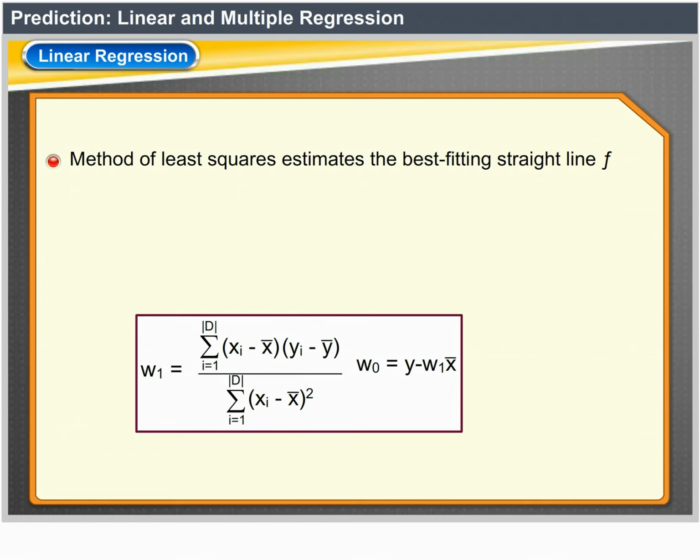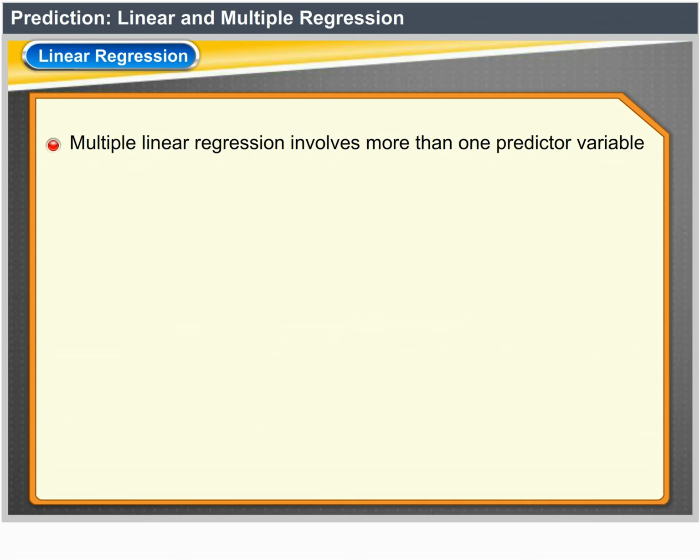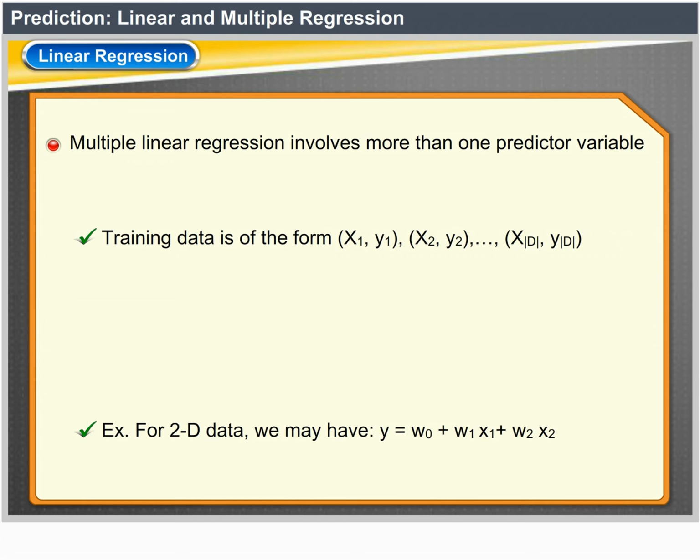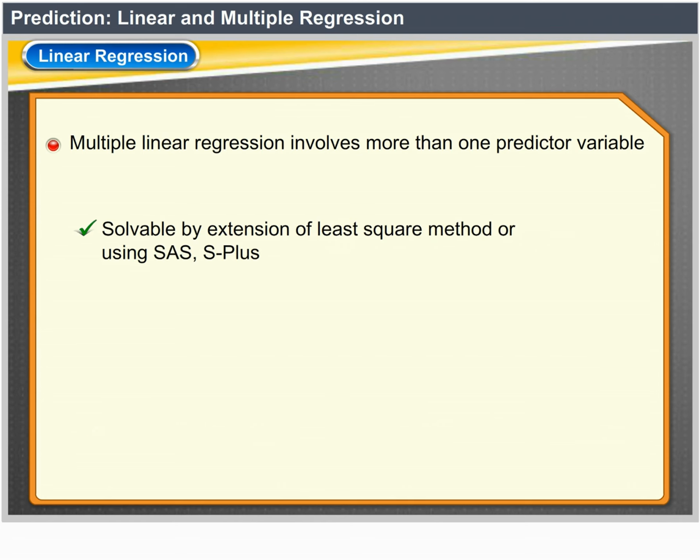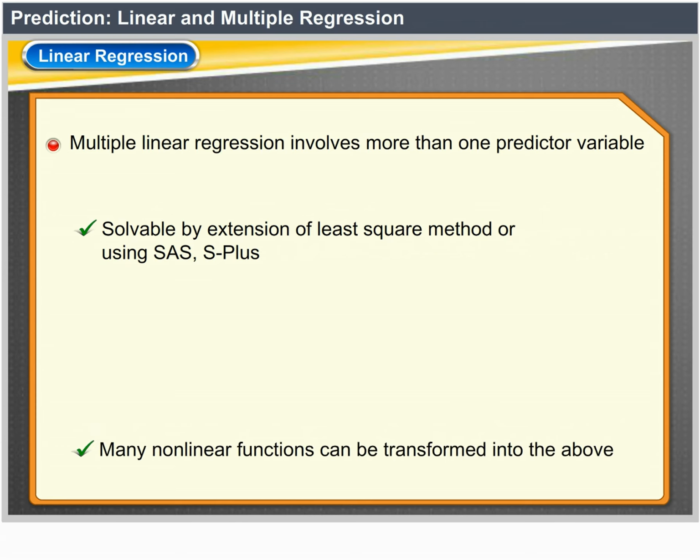Multiple linear regression involves more than one predictor variable. Training data is of the form (X1, y1), (X2, y2), up to (X|D|, y|D|). For example, for 2D data we may have y equals w0 plus w1 x1 plus w2 x2. This is solvable by an extension of the least squares method or using SAS, S-Plus. Many nonlinear functions can be transformed into the above.